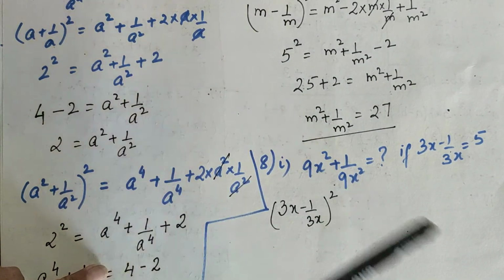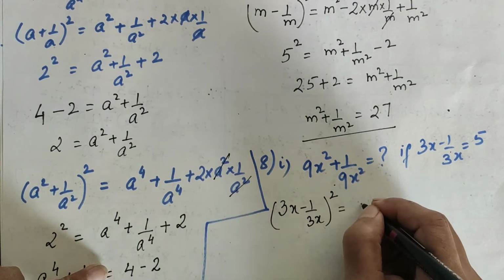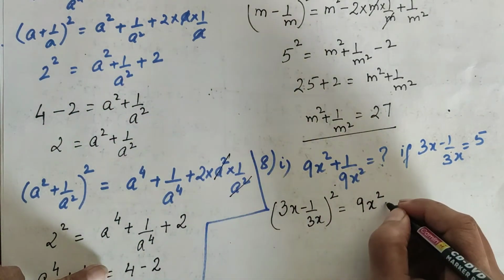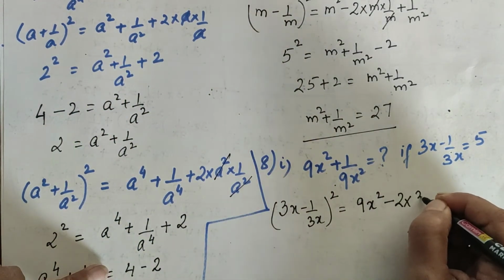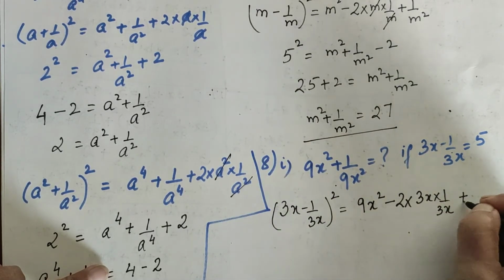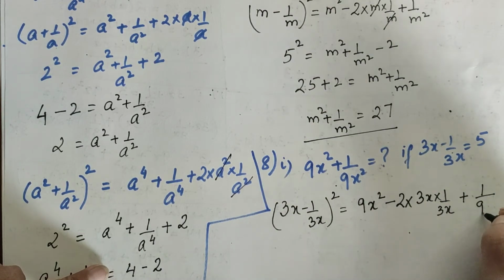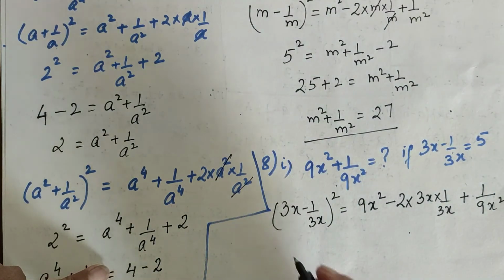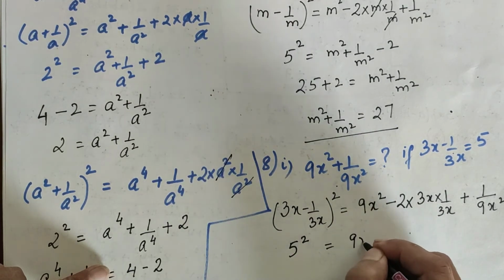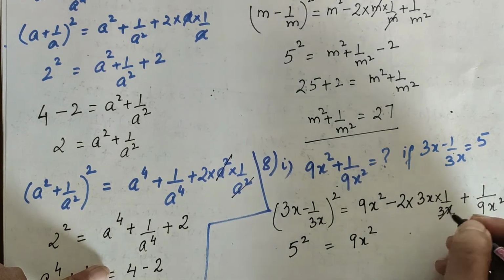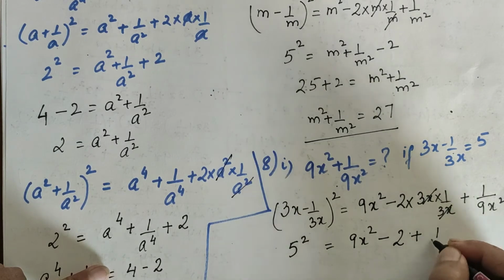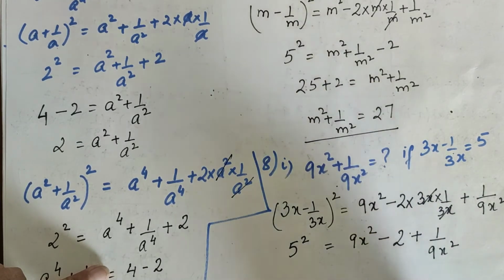You have to do square because it is square here. (3x + 1/3x) square means the first term square, 9x square, minus 2 into A into B, that is the first term into the second term, then the square of the second term, again 1 upon 9x square. Substitute the values: 5 square is equal to 9x square. Now this 3x and 3x entirely gets cancelled. Here it is minus 2 plus 1 upon 9x square. Minus 2 comes this side.